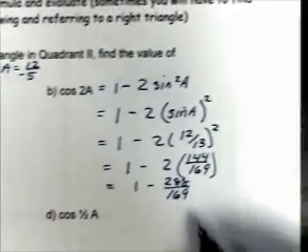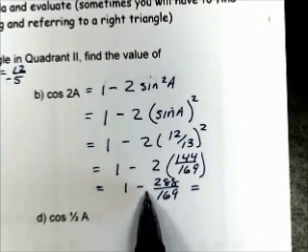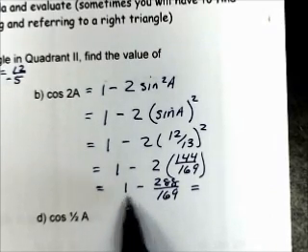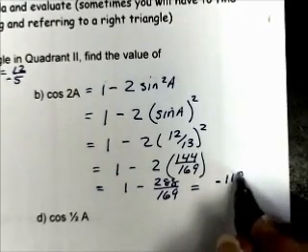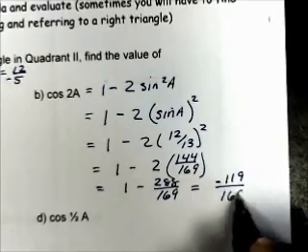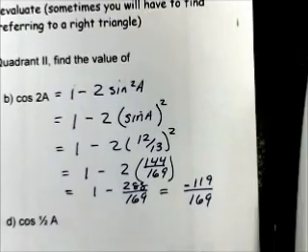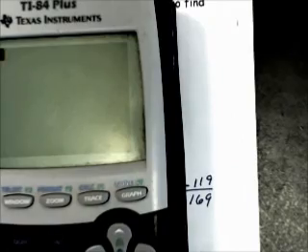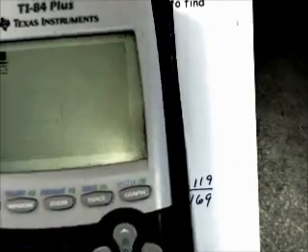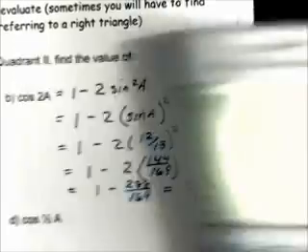All right, so this would actually equal 169 over 169 subtract 288 over 169. That's going to be negative 119 over 169. And if you need to, yes, it would be okay to go to the calculator and take 1 minus 288 over 169. Negative 119 over 169.